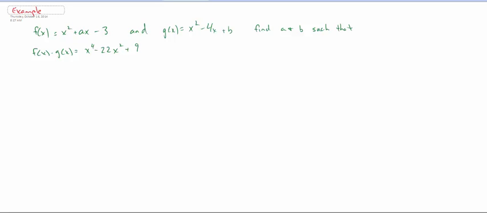So we're going to jump in and we're going to solve this problem that involves multiplication. We want to find A and B such that the product of f and g is this. All right, so what could we do? Well, let's multiply f and g.